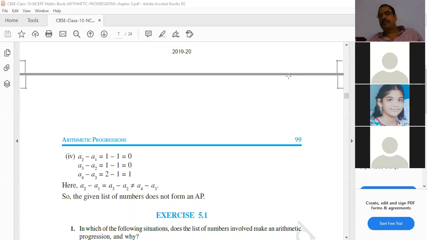This part I explained today. If you are having any doubt, you can ask me for today's part.